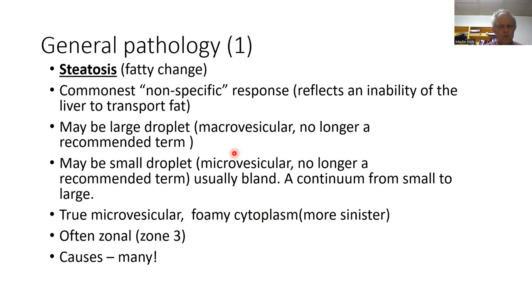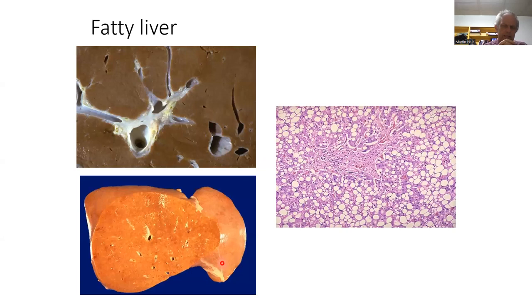Now, initially, the steatosis is usually zonal, and it's present in zone 3. The cause of this steatosis or fatty change is usually many causes. So this then is what the fatty liver looks like. Here you've got the supermarket liver with this reddish brown appearance, and then you've got this typical fatty yellowish color, which is characteristic of a fatty liver. And histologically, you can see what it looks like.